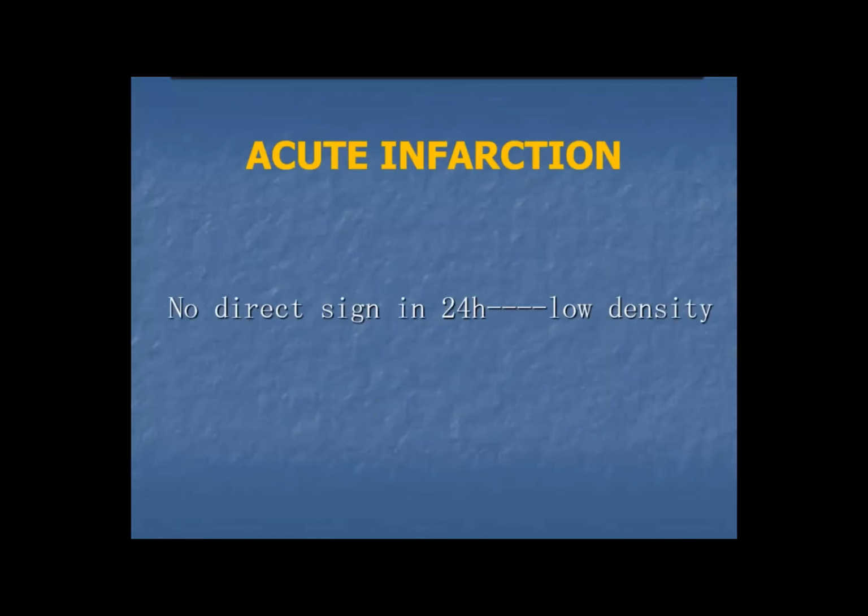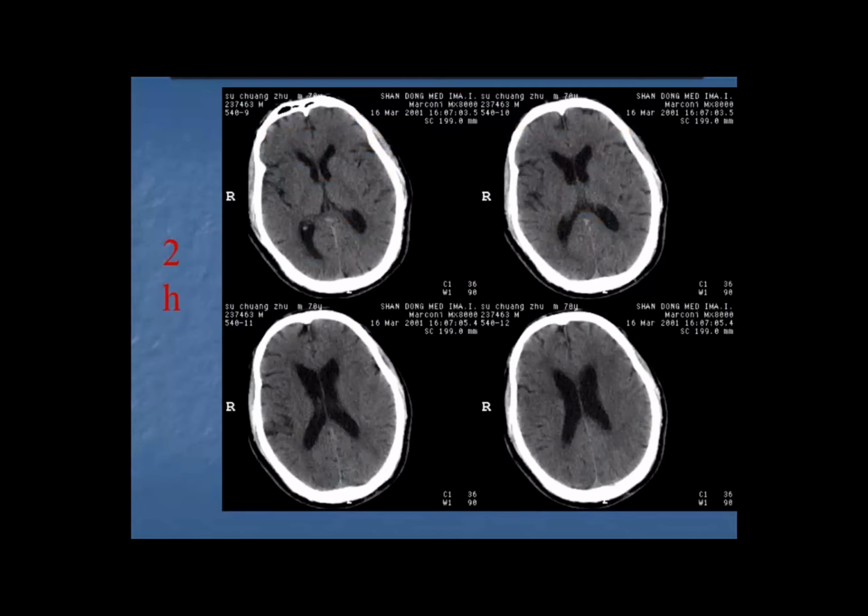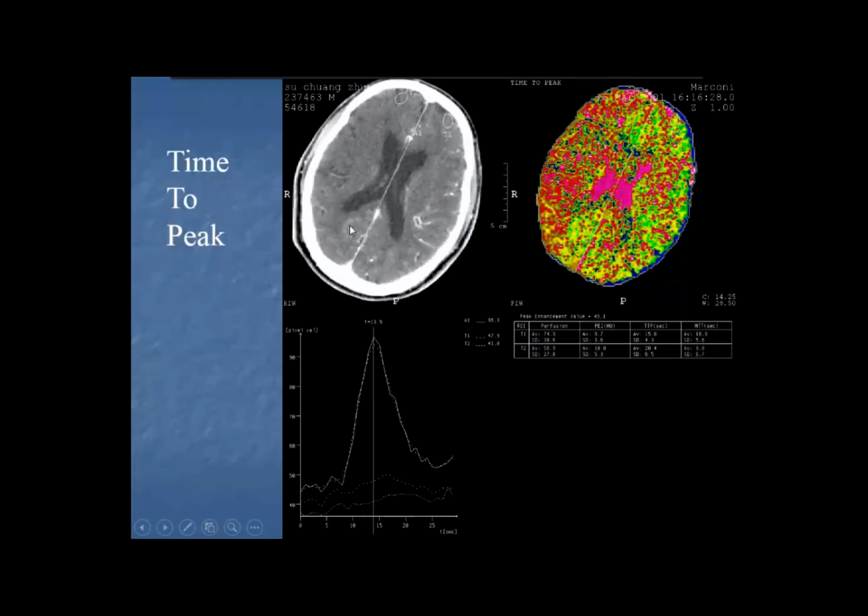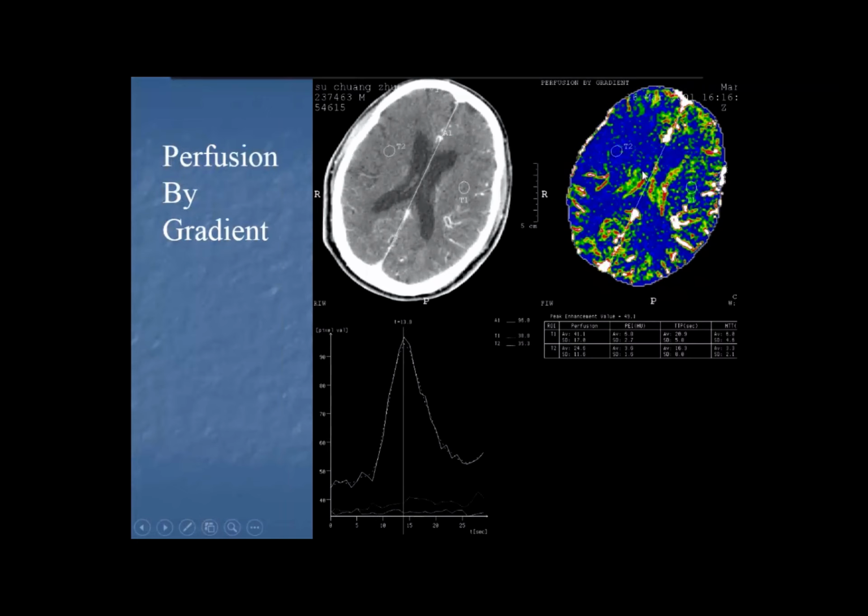Infarction in CT. The acute infarction, no direct sign in 24 hours. The direct sign is low density. This is an image 2 hours from onset. This is a normal image. This is a normal density here. We perform perfusion in CT image of perfusion. We can find this is an ischemic area. And the perfusion by gradient, we also found the ischemic area.